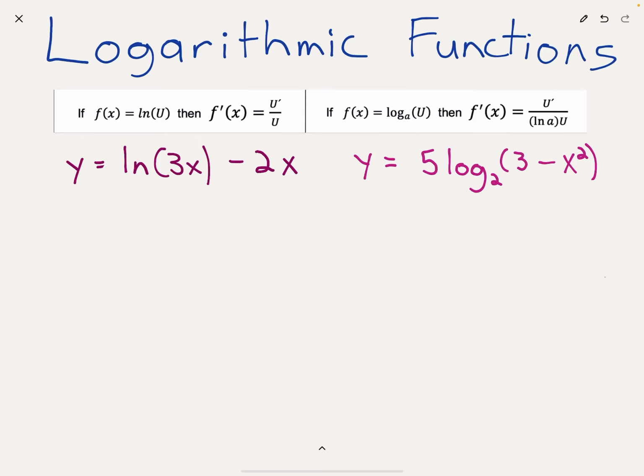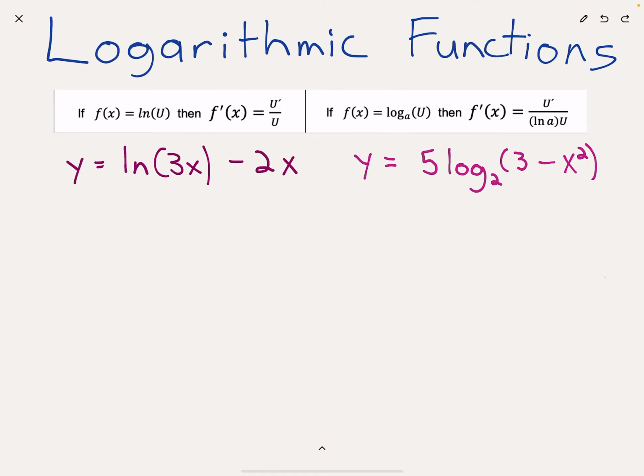This is an introduction on how to find derivatives for logarithmic functions. Check out that we have two types of logarithms: natural logarithms and logarithms with any base. This a, it's a constant, it's a number. A logarithm can have any base: base 10, base 2, base 5, different bases, like base 2 in this example we have on the right.